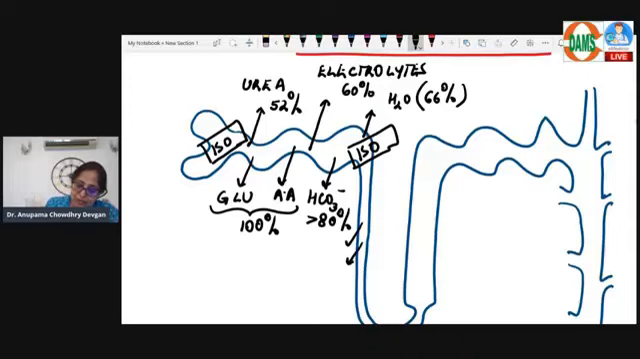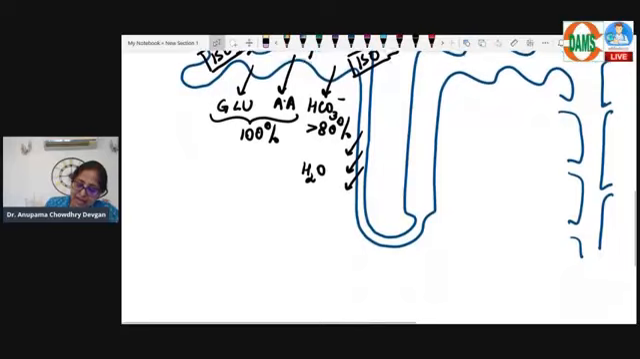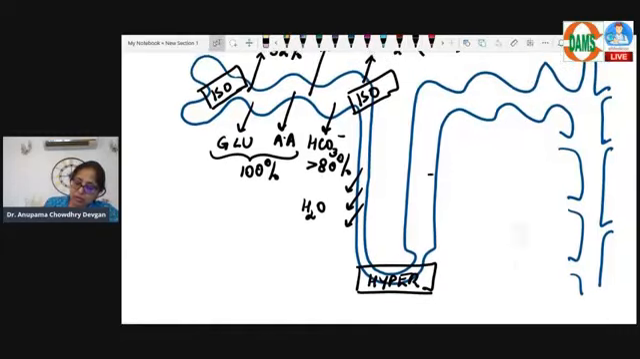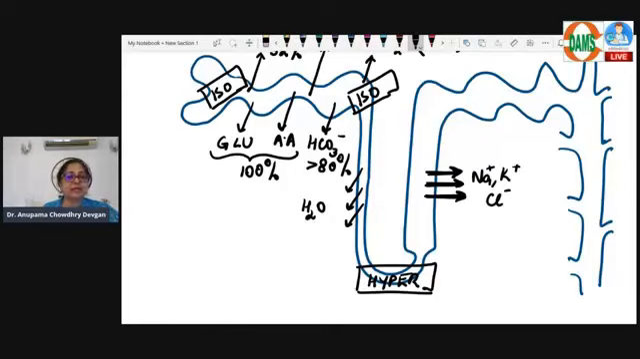Now, as it passes through the descending thin segment, there is reabsorption of water, and fluid at the tip of loop of Henle will be hypertonic. What is absorbed in the thick ascending limb? What is absorbed in the thick ascending limb is solute: sodium, potassium, chloride, Na+, K+, and Cl-. These are absorbed in the thick ascending limb.